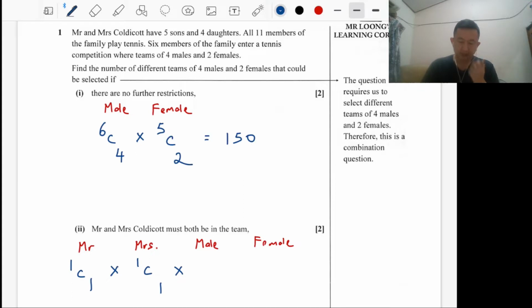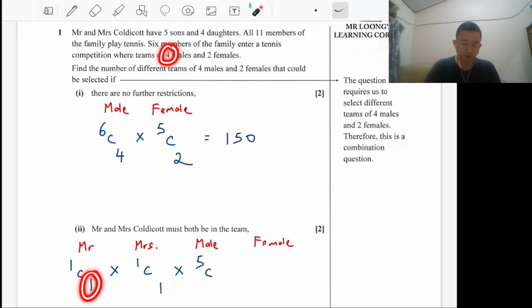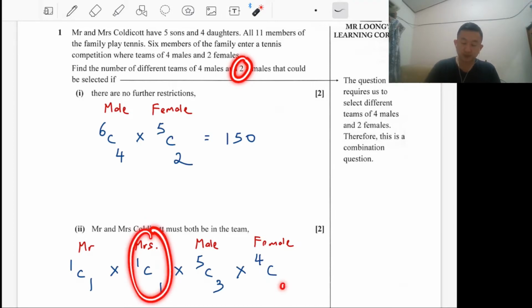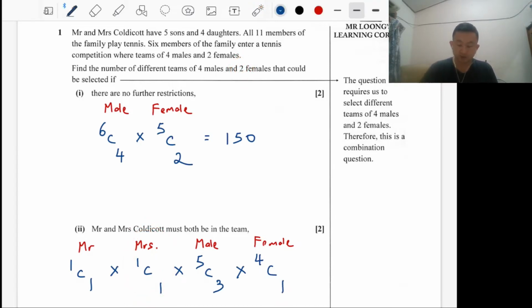And then you look at the male. How many males do we have? We have 5 more sons. So out of these 5 more sons, how many more do we need? Because we need 4 male in total, and one of them is the father, we need 3 more from the sons. So we put a 3 here. And how many female do we have excluding the mom? 4 daughters. So we put 4 here. And out of 4, because we need 2 female in total and the mom is included, you need 1 more female. So just 4C1.